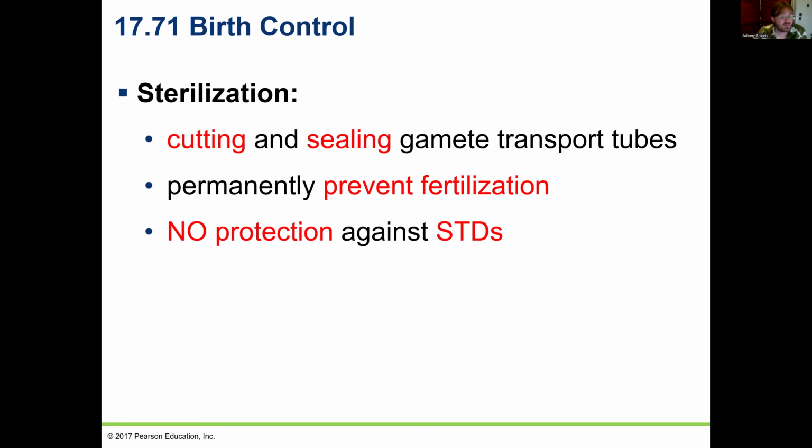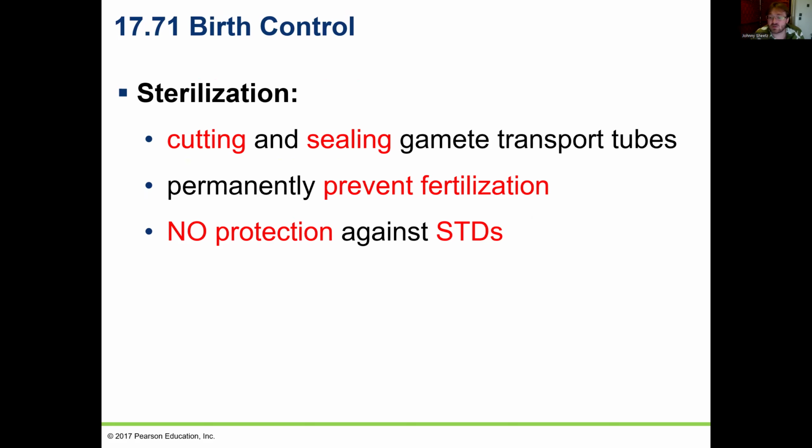Now, sterilization, cutting and sealing the gamete transport tubes. This is going to permanently prevent fertilization. However, it does not offer protection against STDs because STDs are usually infections of the vaginal tissue. Now, sterilization like this can occasionally undo itself because the gamete transport tubes might try to reconnect. However, in general, it's important to note that sterilization is very rarely reversible in males and females.